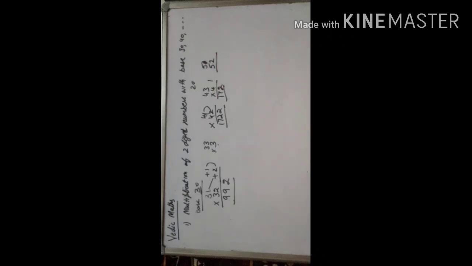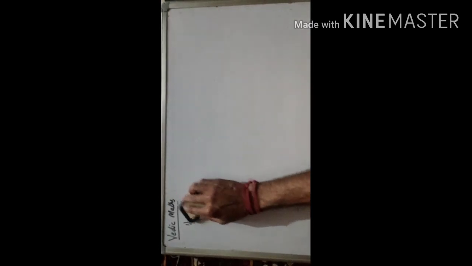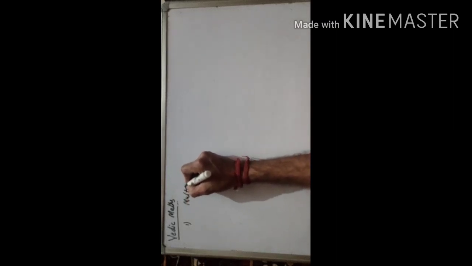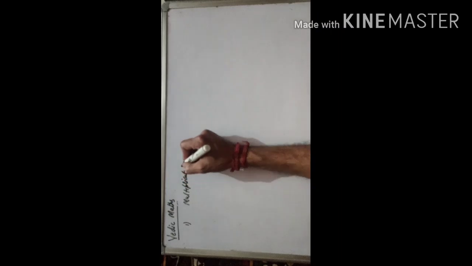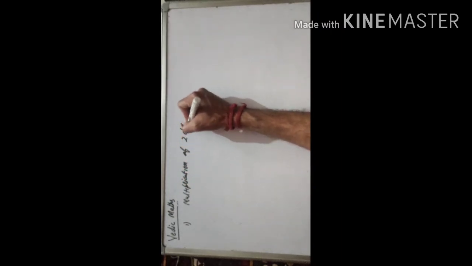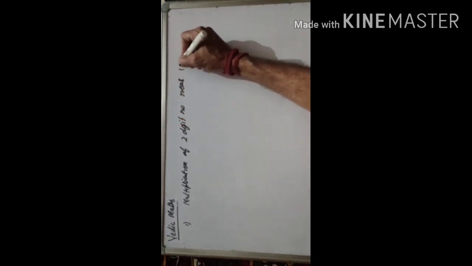For this, we use another method. For that, first you have to learn how to multiply two-digit numbers near 100. Multiplication of two-digit numbers near 100.